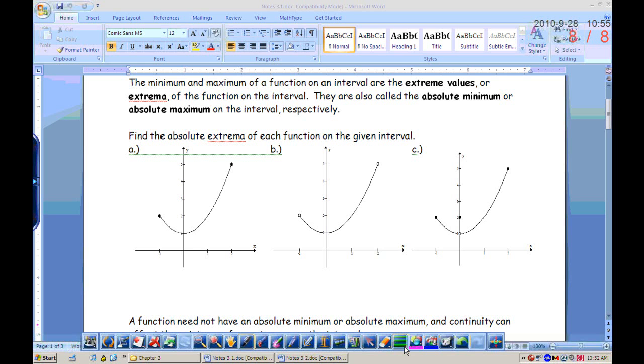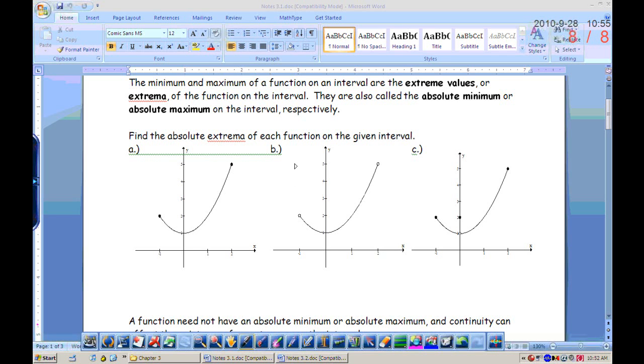They're also called the absolute minimum or absolute maximum on the interval, respectively. Okay, when we talk about this, we're talking about the y value of the minimum or the maximum. So the highest y value or the lowest y value. So find the absolute extrema of each function on the given interval. Or we're talking about like a point. So you can either name the point or you can name the y value.